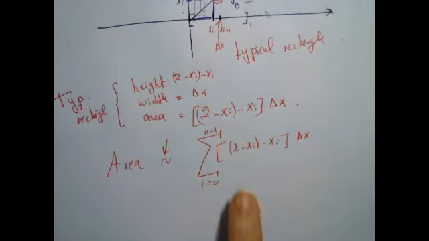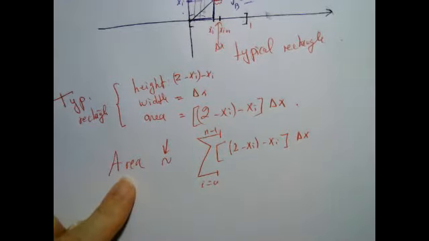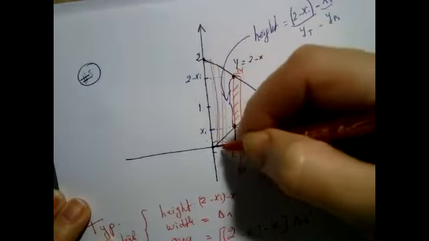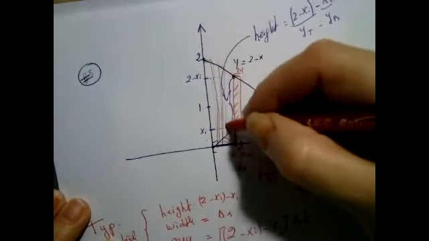Okay, that's the Riemann sum that approximates the area of the region. When I'm writing the sum, it means I'm adding the area of the rectangles. That's really what I am adding. And finally, the last step is, what's the actual area?